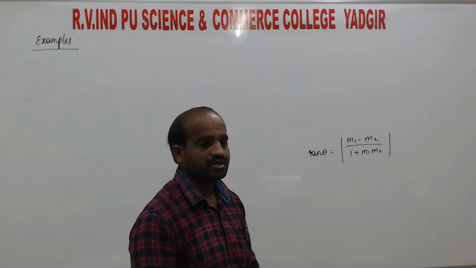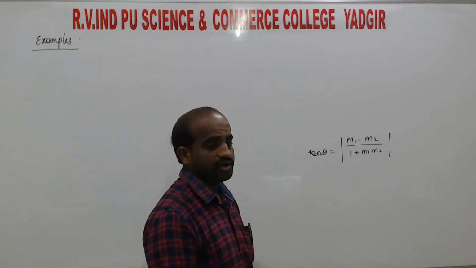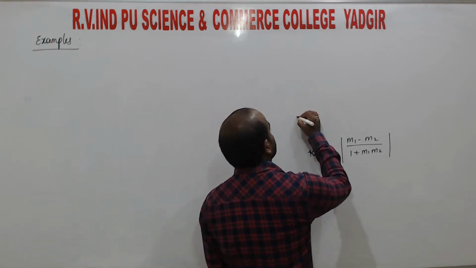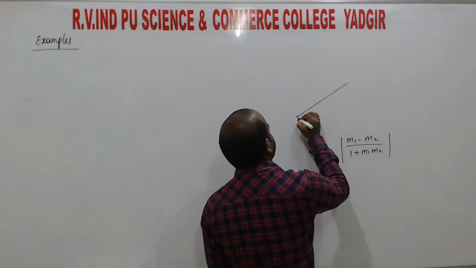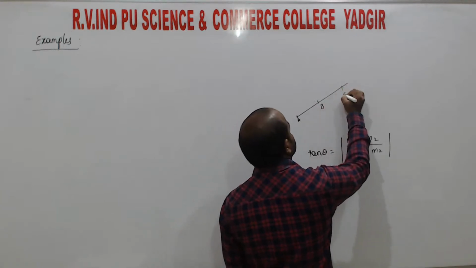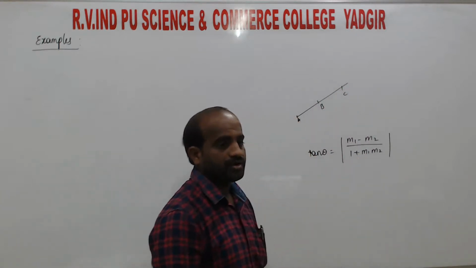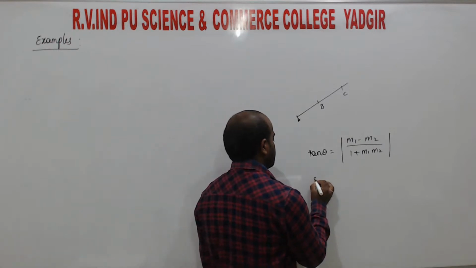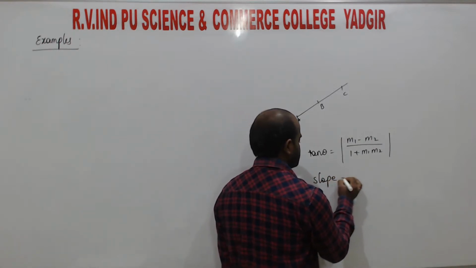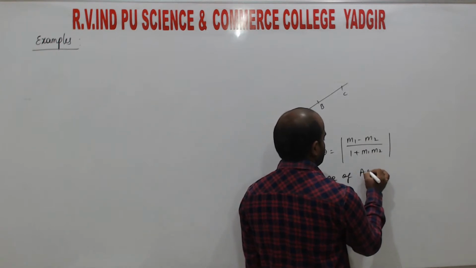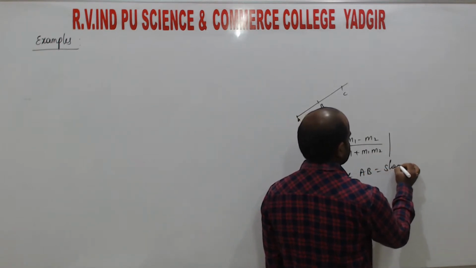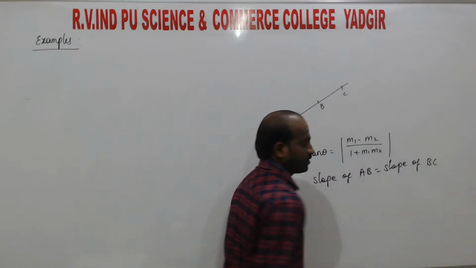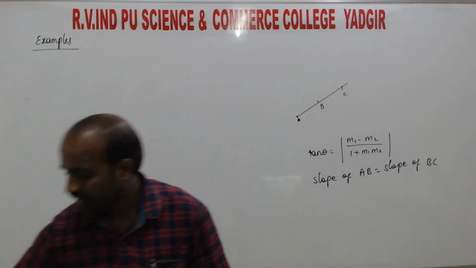Next, we'll discuss when 3 points are collinear. 3 points are collinear. Okay, now on the same line, point A, point B, point C. Using the concept of slope of a line, slope of AB is equal to slope of BC. Okay, slope of AB equal to slope of BC means what? 3 points are collinear.